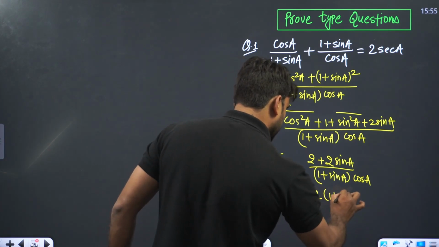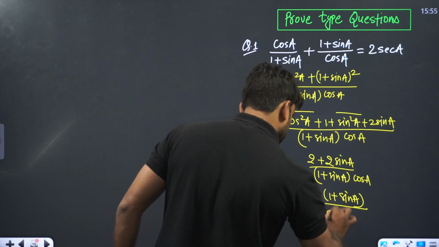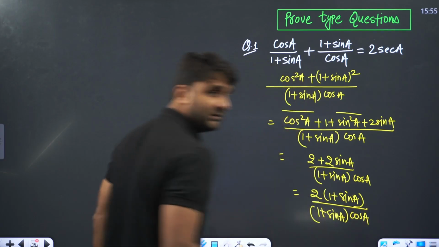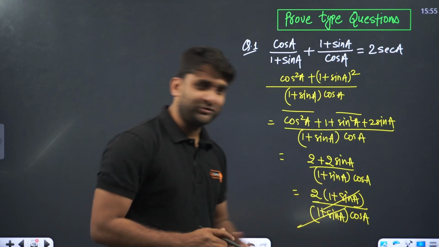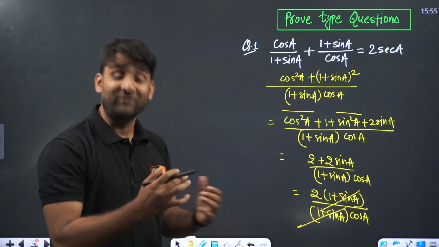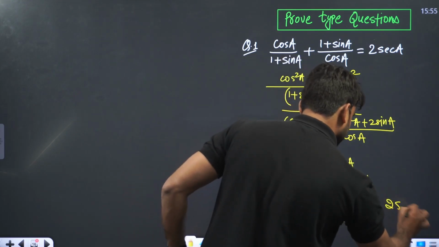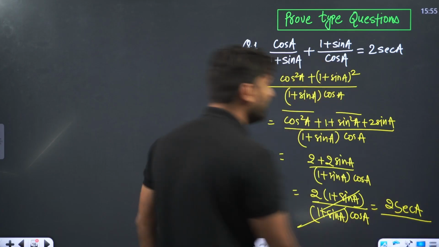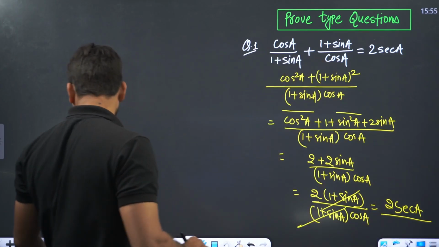So this will be 1 plus sin A divided by 1 plus sin A into cos A. Clear? So 1 plus sin A and 1 plus sin A will be cancelled. So 2 by cos A, 2 will remain as it is, and 1 by cos A is equal to sec A. Hence proved, RHS is equal to LHS. Clear everyone? Moving to the next question.